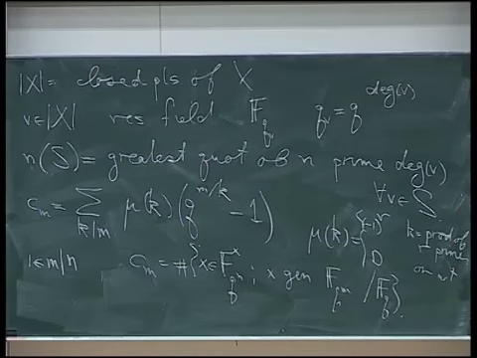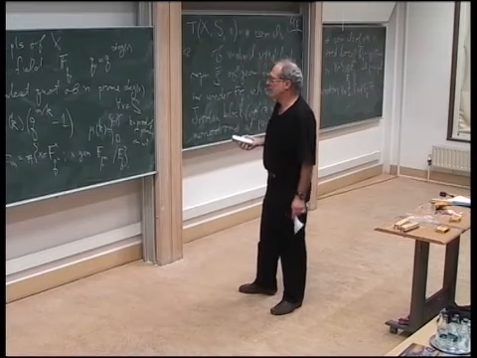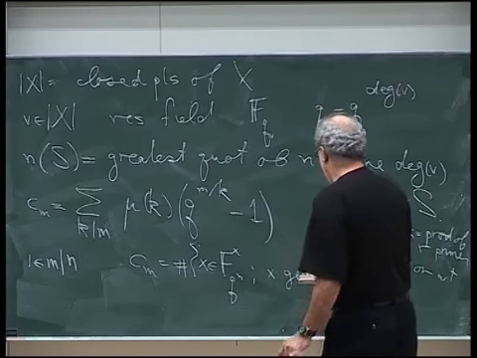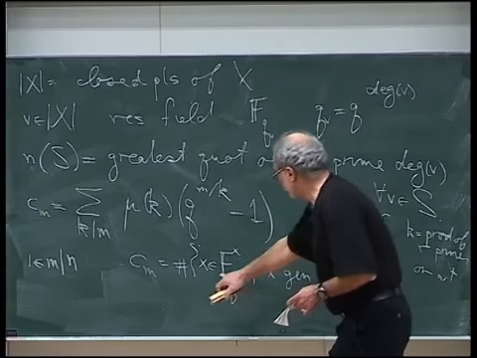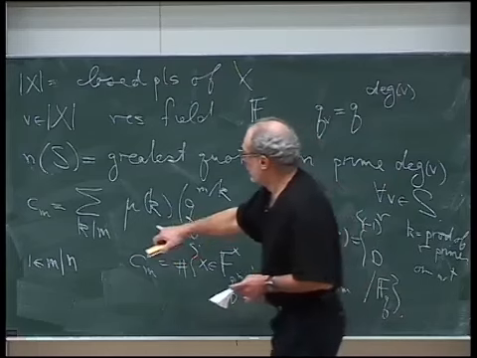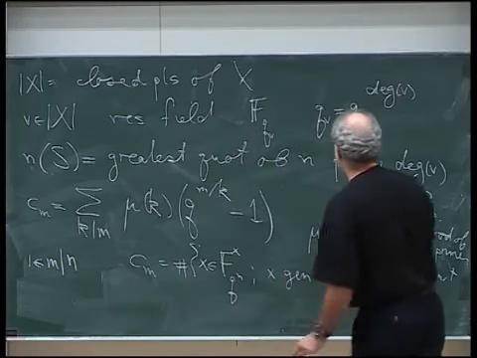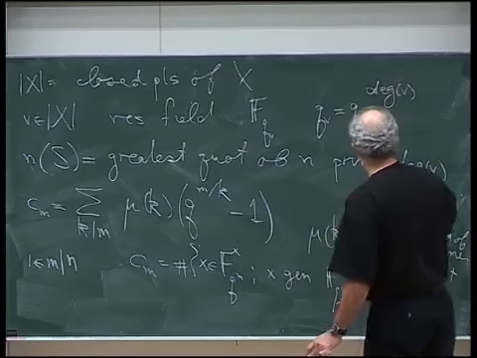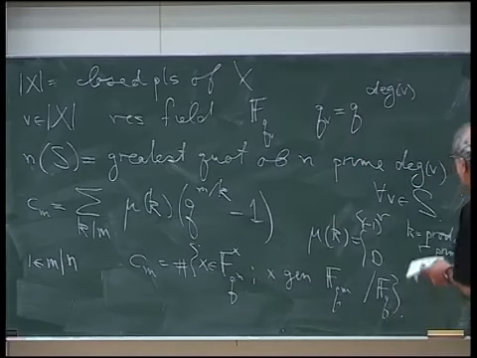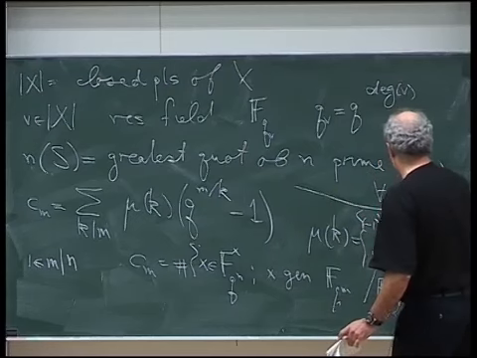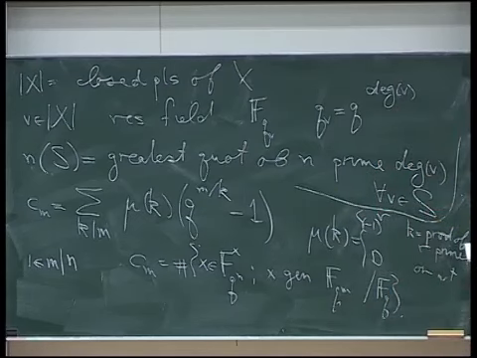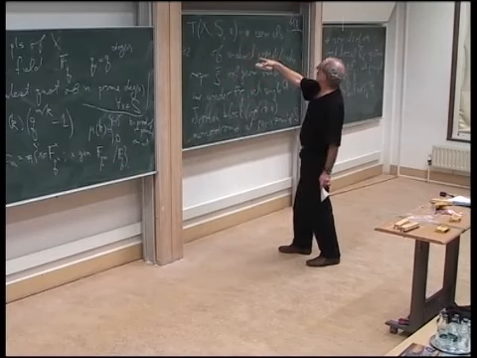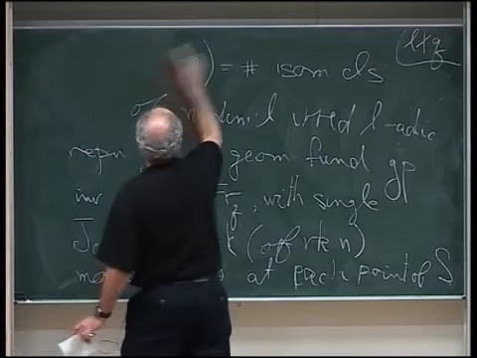When you write the greatest quotient of n, and then there's a blank, and then there's prime degree, what does that mean? In the definition of n of s, you wrote greatest quotient of n which is prime to the degree of v for every element in the set. So this is what I want to compute.